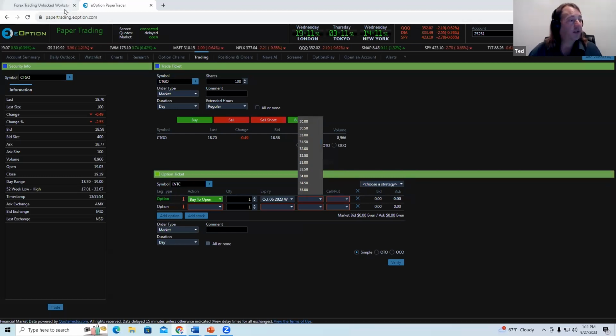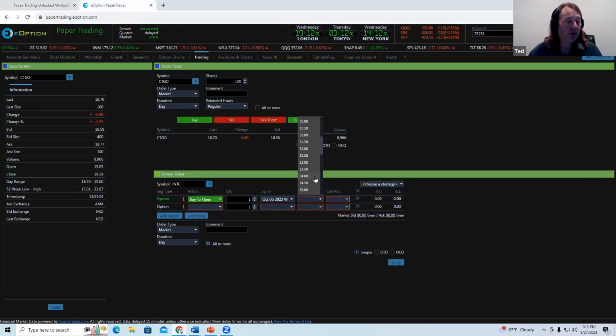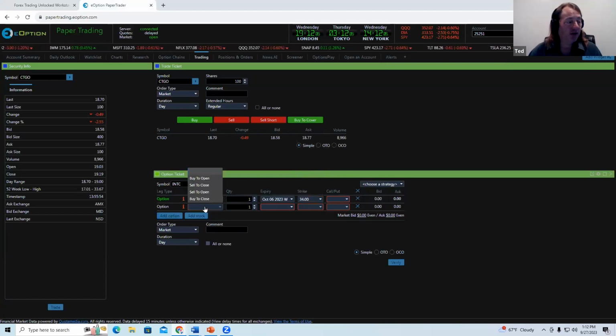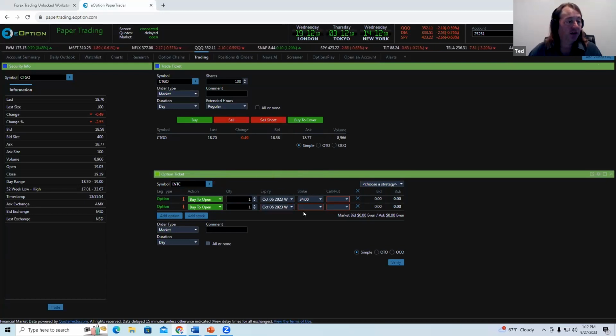So since we're trading a spread, now a straddle is where you're going to trade the same strike price. Okay. So since this is at 34.21, we will take the $34. Okay. And we're going to make this really clear on the chart for you.